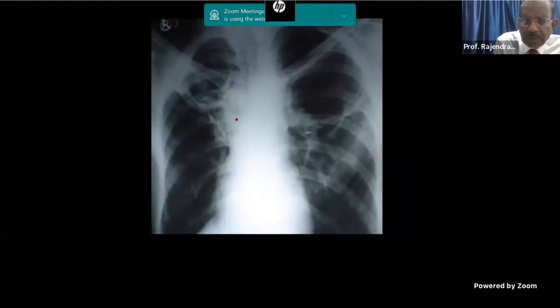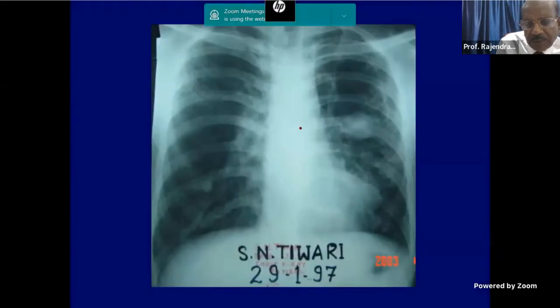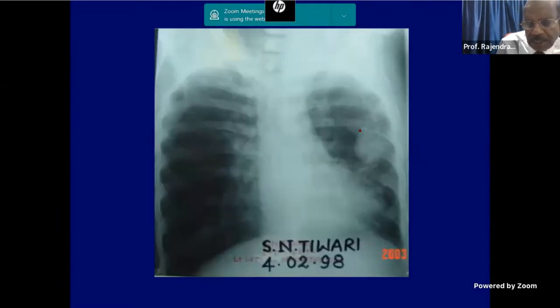This is another example. A cavity heals sometimes by the open method, so a cavity persists, and this persistent cavity becomes thin walled. Sputum becomes negative, what is called open negative syndrome. And this is an example of a healed cavity. One of the commonest complications is a rounded lucent shadow that appears in that open healed space, what we call an aspergilloma.